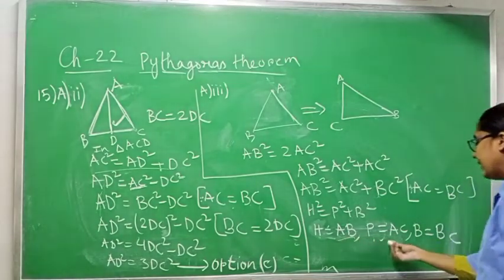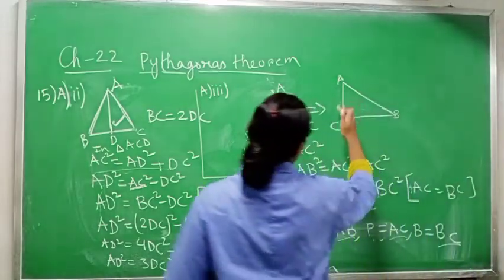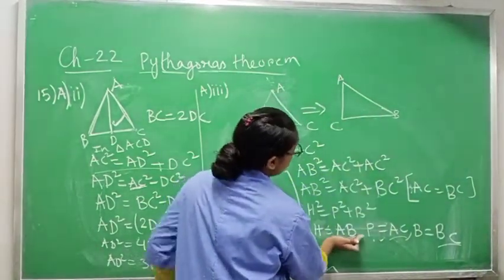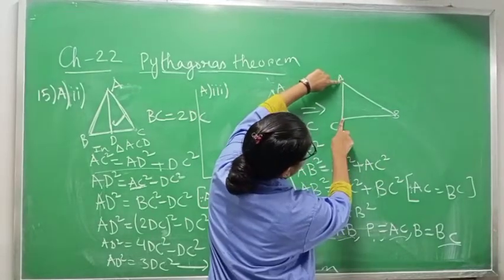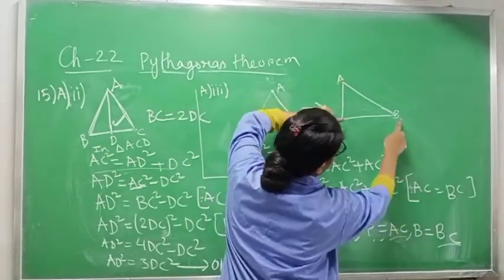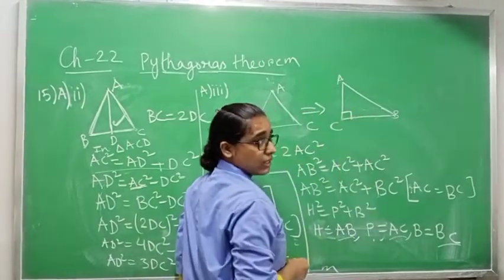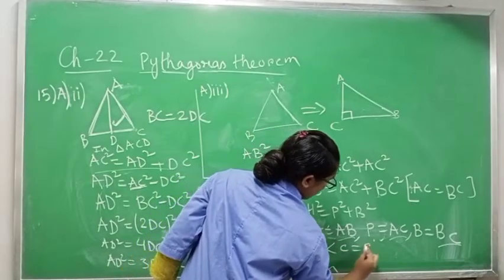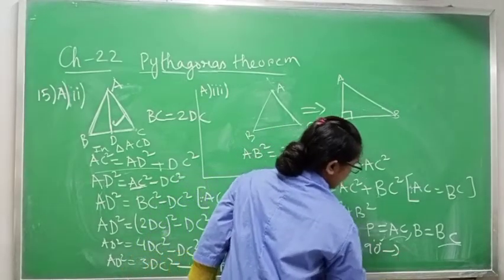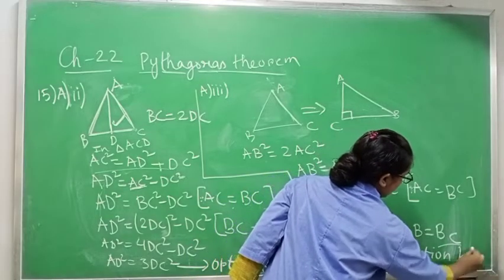Now using this side, I will make one isosceles triangle. Now see, AB is hypotenuse, perpendicular is AC and base is BC. It means that by this diagram you can say that angle C is 90 degree. Which option is correct? Option B. Option B is correct.